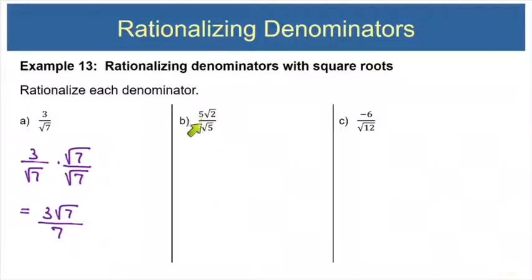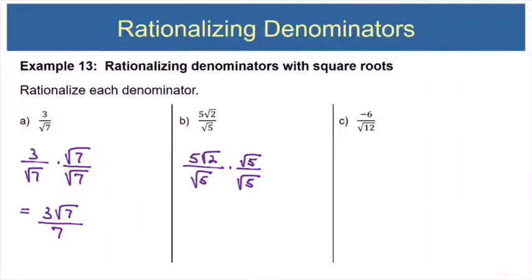Now let's do the same thing on part B. We want to rationalize the denominator. So just like we did before, we'll multiply this denominator by square root of 5 because that would remove the radical. But because we're doing that to the bottom, we also must do it to the top.